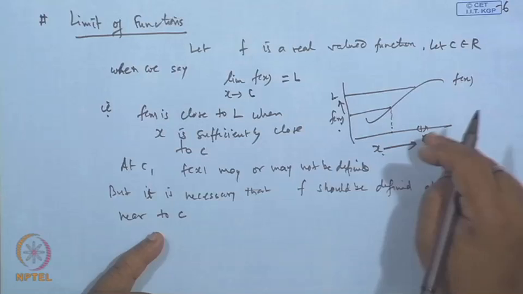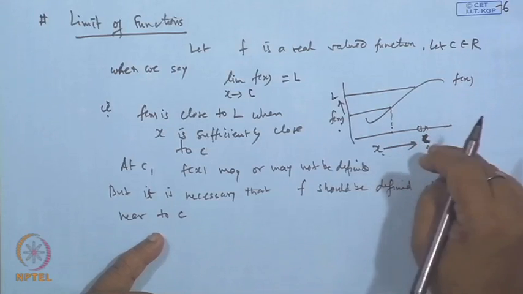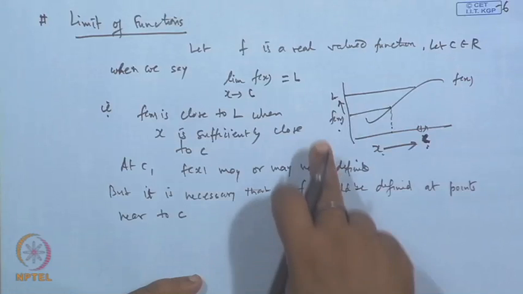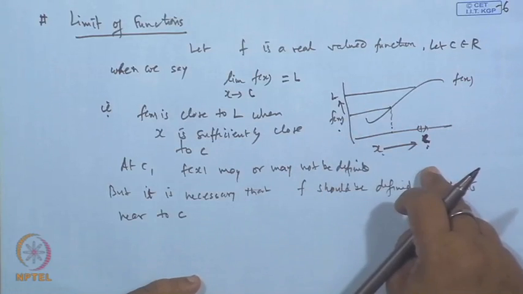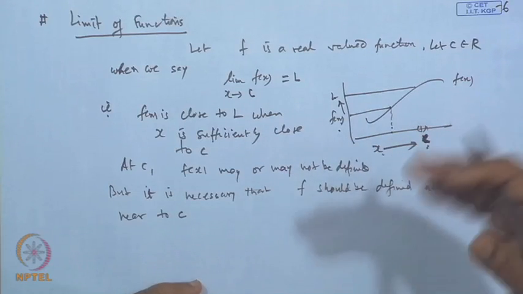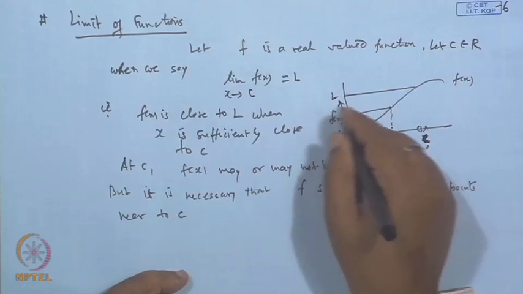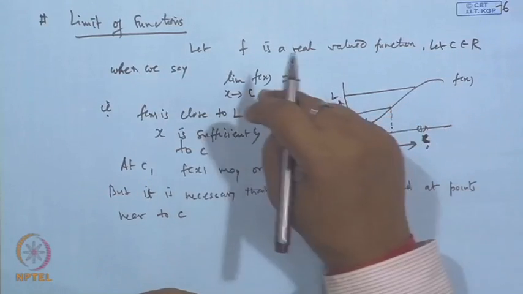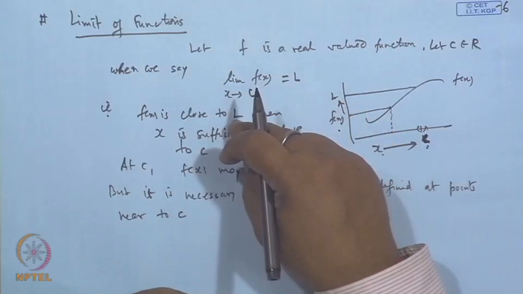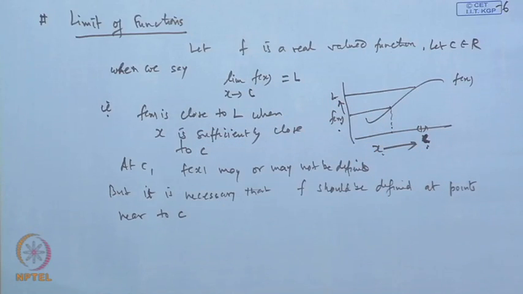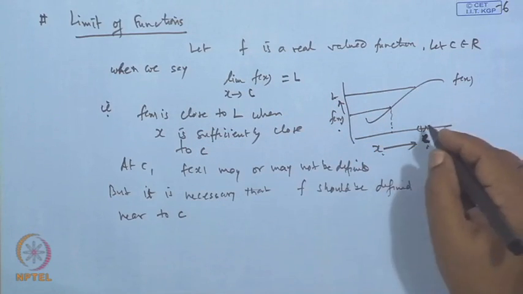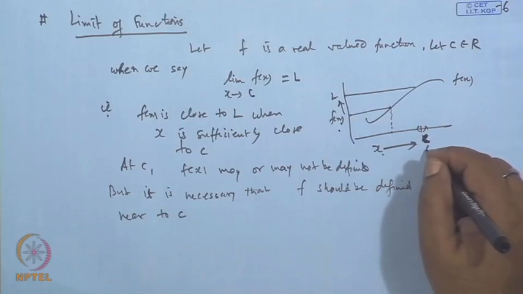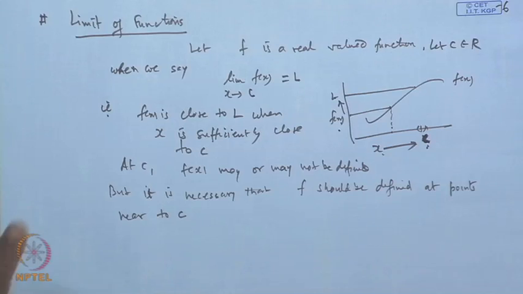If the function is not defined at points closer to c, then we cannot approach the value of f(x) when x is approaching c, because there are so many points where the function is not defined, we cannot find out f(x). So, the necessary part, in order to get the limit of the function at a point c, is that the function must be defined at all points which are very close to c. That is the important point.